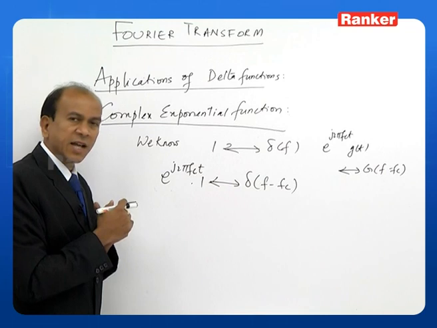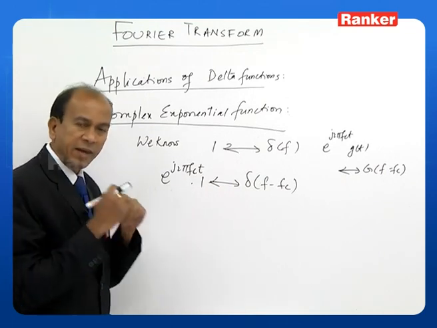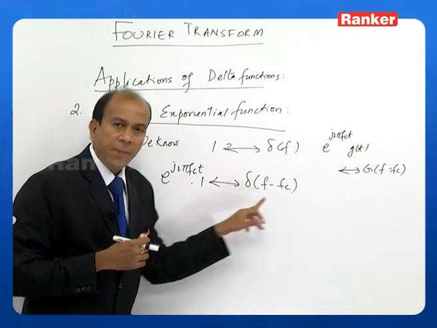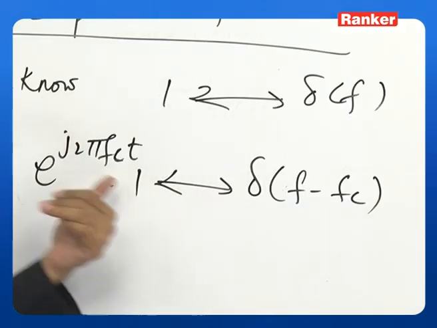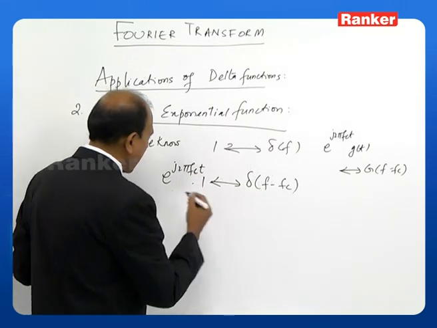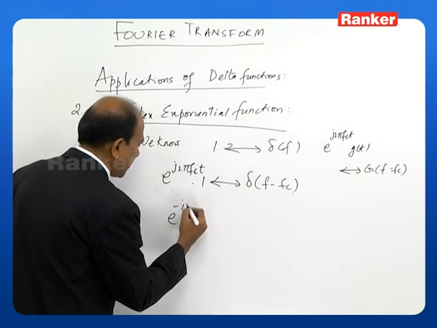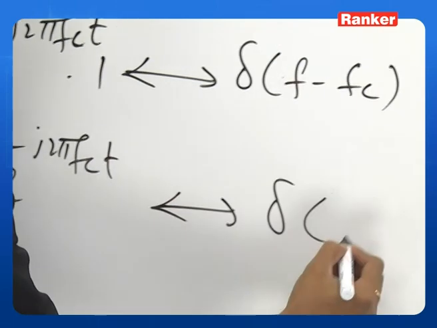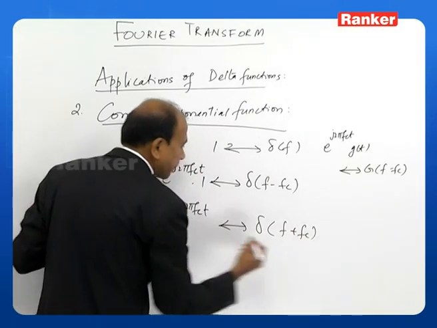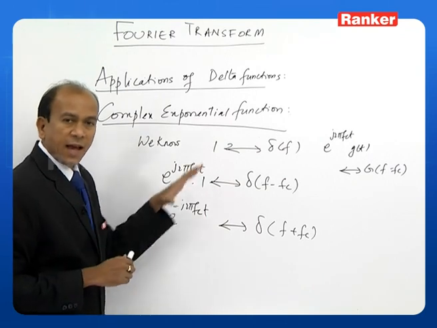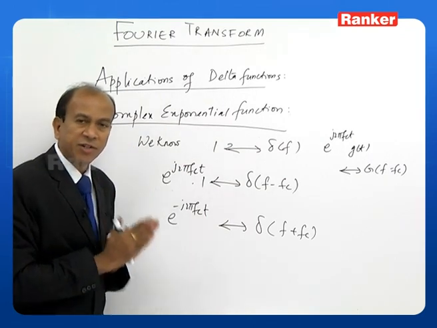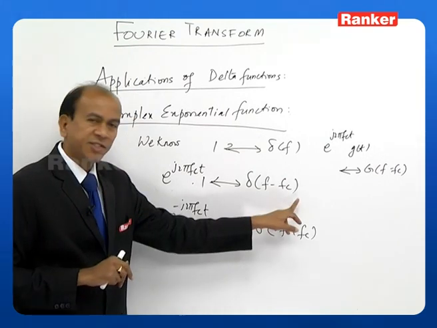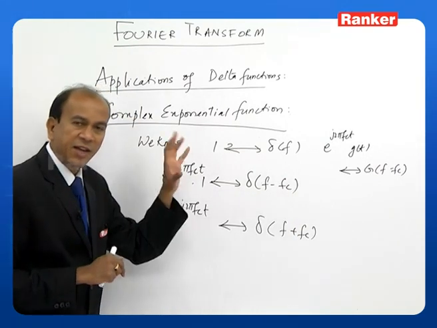It means that the Fourier transform of an exponential function will be equal to a delta function which is shifted to that frequency which is equal to the frequency here. Suppose if this is minus j2 pi fct, it will have a delta function which is delta of f plus fc.